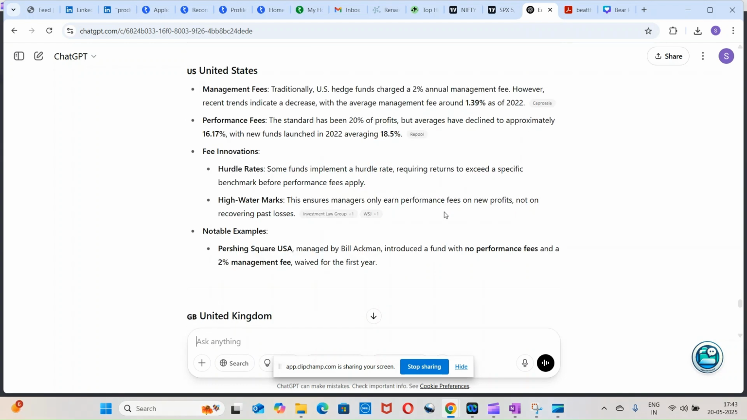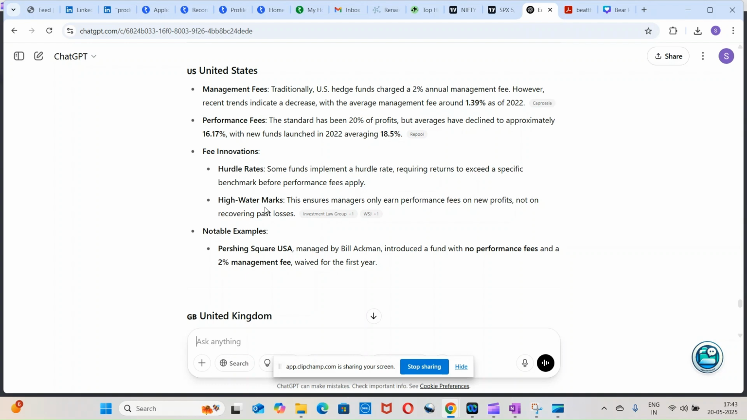Okay. And hurdle rates. Some funds implement a hurdle rate, requiring returns to exceed a specific benchmark before performance fees apply. For example, in the Indian case, the Nifty index, whatever returns it is giving, that could be a hurdle rate, or in the case of the US, Nasdaq or S&P 500 or Dow Jones index returns could be a hurdle rate. So basically the fund will implement a hurdle rate, and only for anything above that specific benchmark will the performance fees apply.